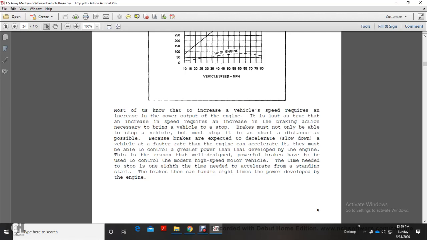Brakes must not only be able to stop the vehicle, but must stop it within as short a distance as possible. The brakes are expected to decelerate, or slow down, a vehicle at a faster rate than the engine accelerates it. They must be able to control the greater power developed by the engine. For this reason, well-designed, powerful brakes are needed for control of the modern high-speed motor vehicle. The time needed to stop is 1/8 of the time needed to accelerate from a standing start, so the brakes can handle 8 times the power developed by the engine.